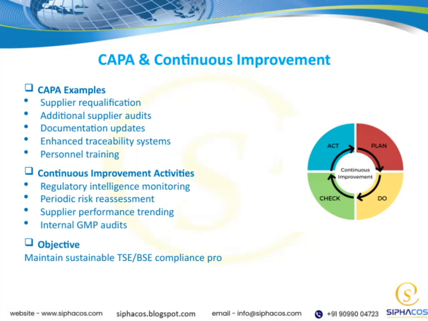Let's talk about CAPA, that's corrective and preventive actions, and how it drives continuous improvement. We see it in action through things like supplier requalification, extra supplier audits, updating documentation, boosting traceability systems, and ongoing personnel training. On the continuous improvement side, we keep an eye on regulatory changes, reassess risks regularly, track supplier performance trends, and conduct internal GMP audits. The goal: to maintain sustainable compliance with TSE and BSE regulations, keeping quality and safety front and center.